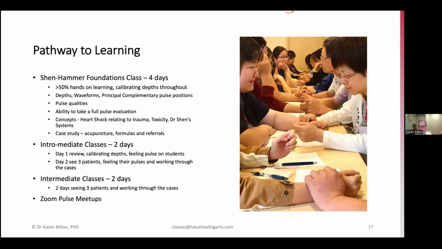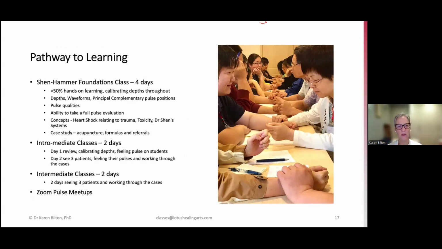and you're provided with that scaffolding to grow your learning. And we talk about other concepts, such as heart shock and trauma and toxicity, and we talk a bit about Dr. Shen's systems, which are quite helpful. And we go through a case study. Now, I treat predominantly with classical formulas, so I've been relating a lot of this pulse system to classical formulas. And we give acupuncture and formulas for different situations as well.